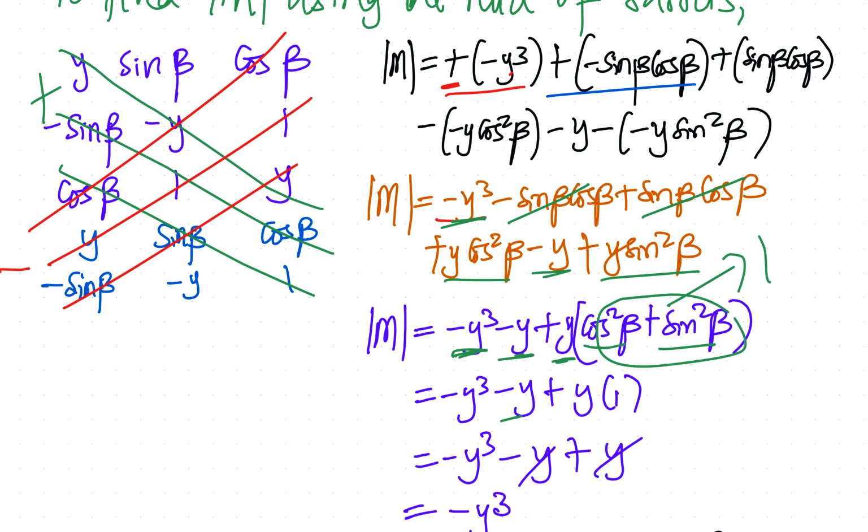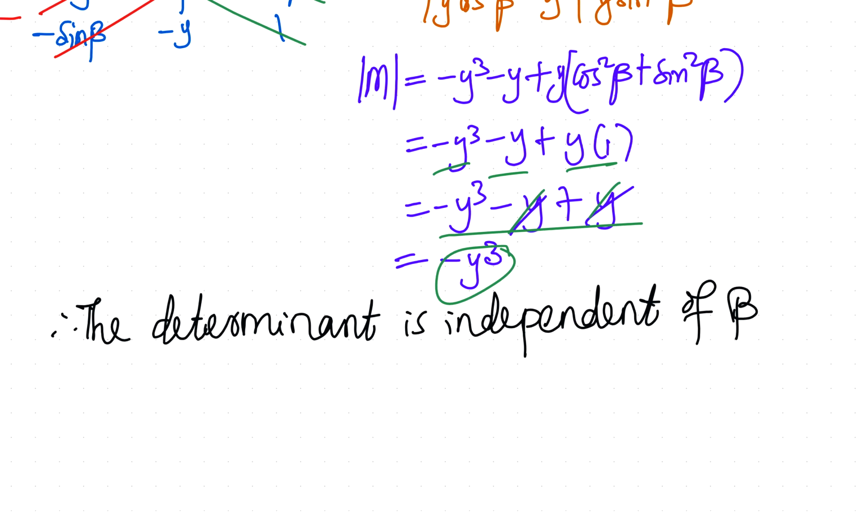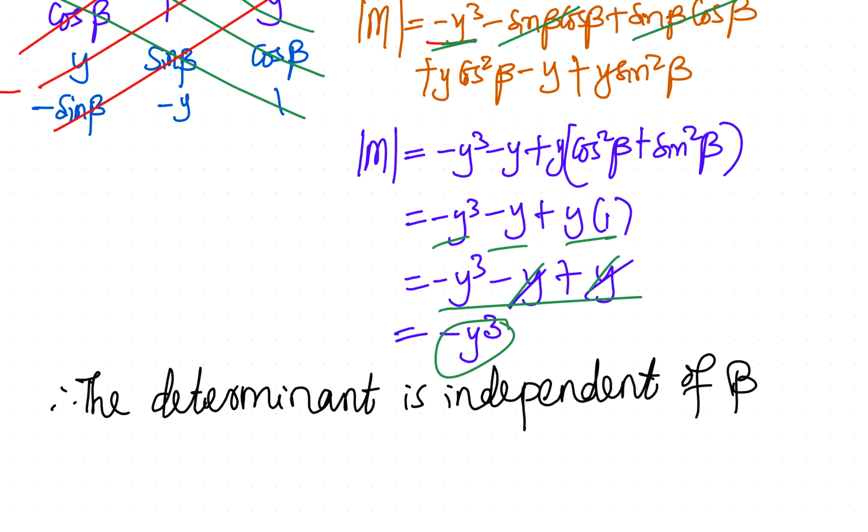So we tidy that up again. You have minus y cubed minus y plus y times 1, that's y. So here you have minus y cubed plus y minus y. Minus y plus y cancels out, and you have minus y cubed. So you see, though in the matrix there's beta, in the determinant beta is not there. That shows that the determinant is independent of beta. That's all we are required to do in this case. So see you in the next video.